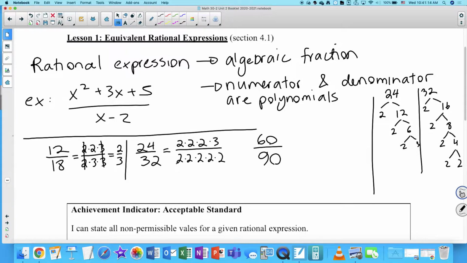Okay? So again, we can cancel common factors here. We've got 1 factor of 2 that cancels, 2 factors of 2, 3 factors of 2. And what we're left with in the numerator is 3. In the denominator, we have 2 times 2, which is 4.